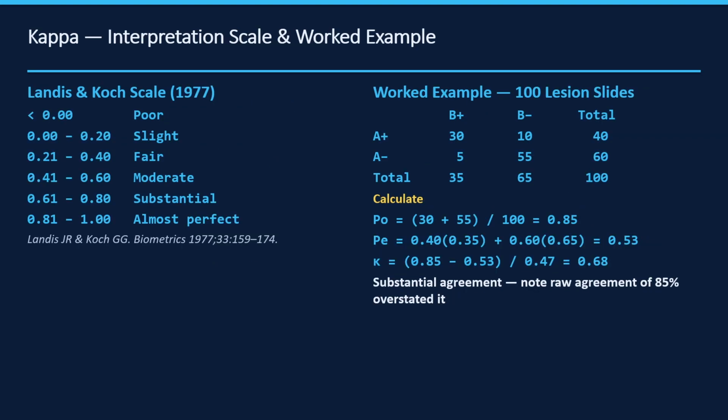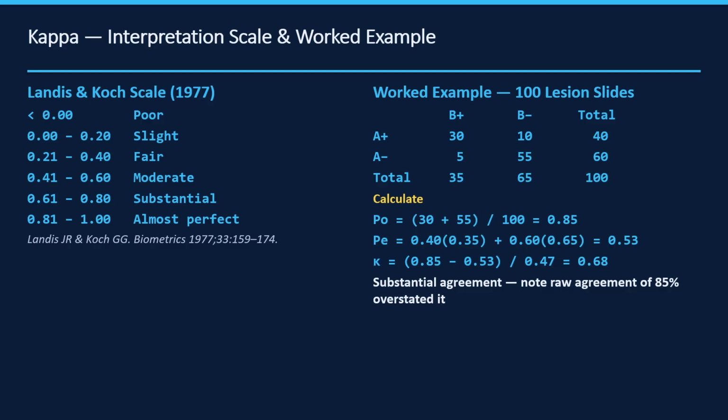Interpretation. The Landis and Koch scale from 1977 is the one the exam expects, so commit it. Below 0 is poor, worse than chance. 0 to 0.2 is slight, 0.21 to 0.4 is fair, 0.41 to 0.6 is moderate, 0.61 to 0.8 is substantial, and 0.81 to 1 is almost perfect.